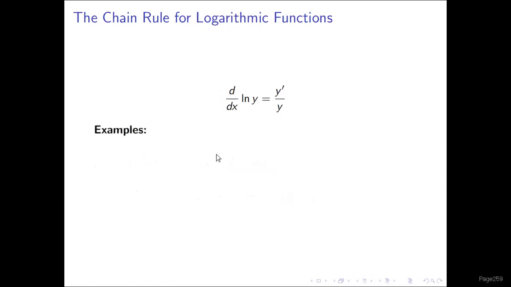So here's the chain rule for logarithms. So it's the same. Differentiate ln y, it's the reciprocal of y. Remember, derivative of ln x is reciprocal of x. But again, with the factor y prime. Multiply by y prime. So we just write it along the numerator. y prime over y.